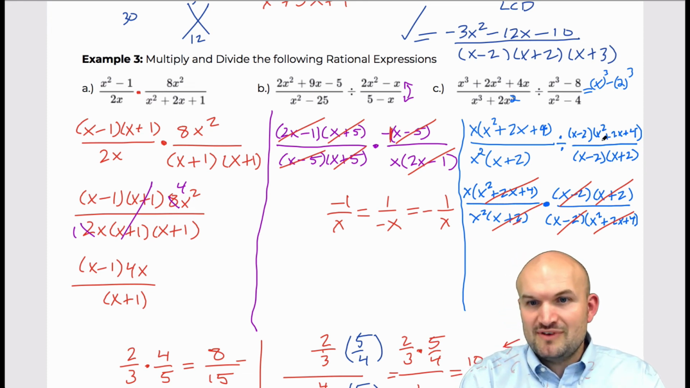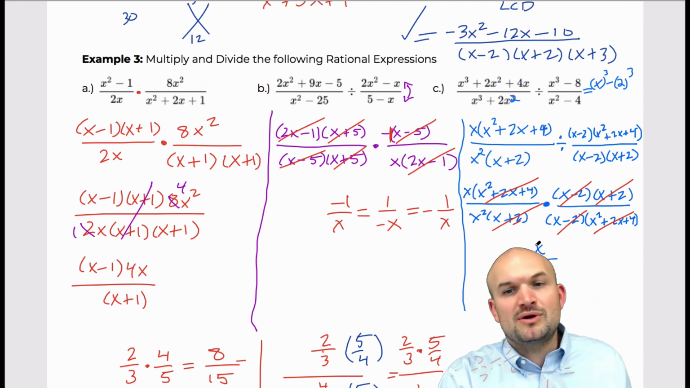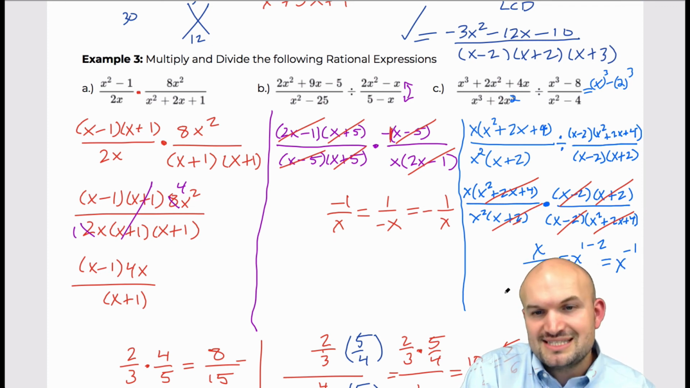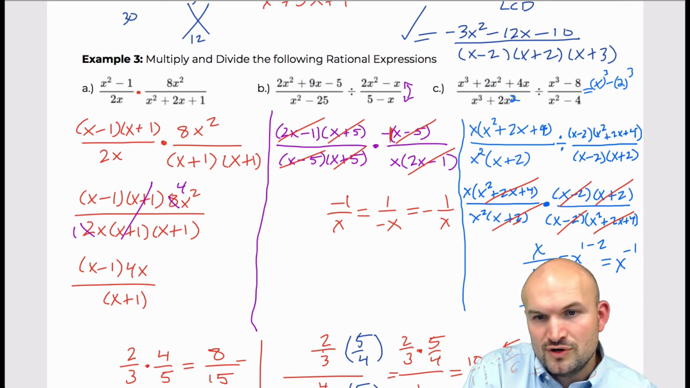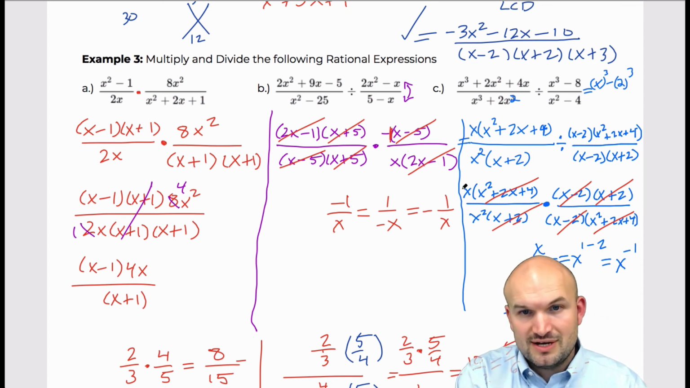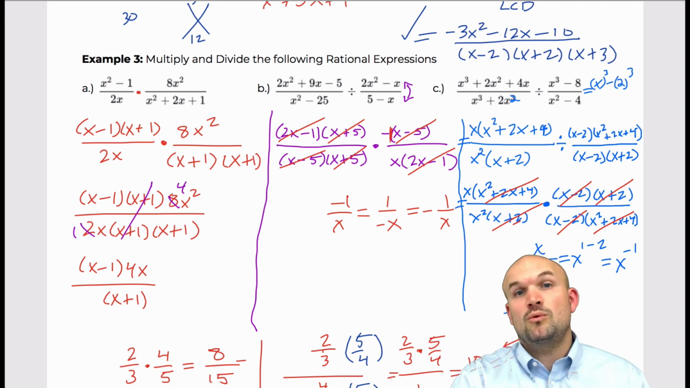Before I simplify that, I'm going to say x over x squared. And then we just have to remember our rules of exponents. That is the same thing as x to the first minus 2, which is the same thing as x to the negative first, which is the same thing as 1 over x, which is my final answer. I forgot to write in those equal signs there. So therefore, my final answer here is going to be 1 over x.